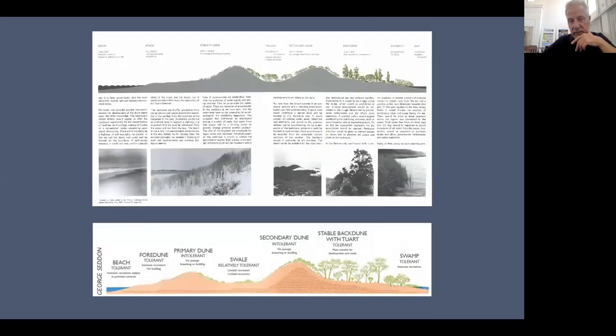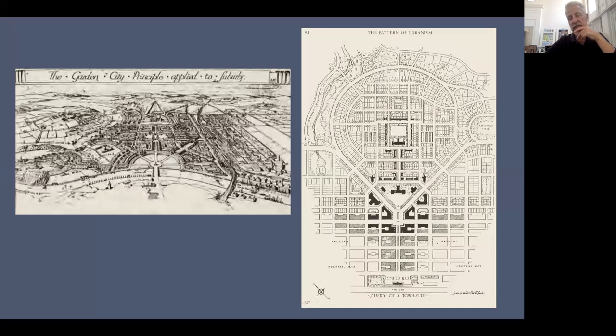These are the famous ones by Ian McHarg, which I showed earlier. Famous drawings from the 1960s. And then there's a history to it. This is by Raymond Unwin on the left that shows the town center, and then shows, as you go back, the landscape as it gets less dense.